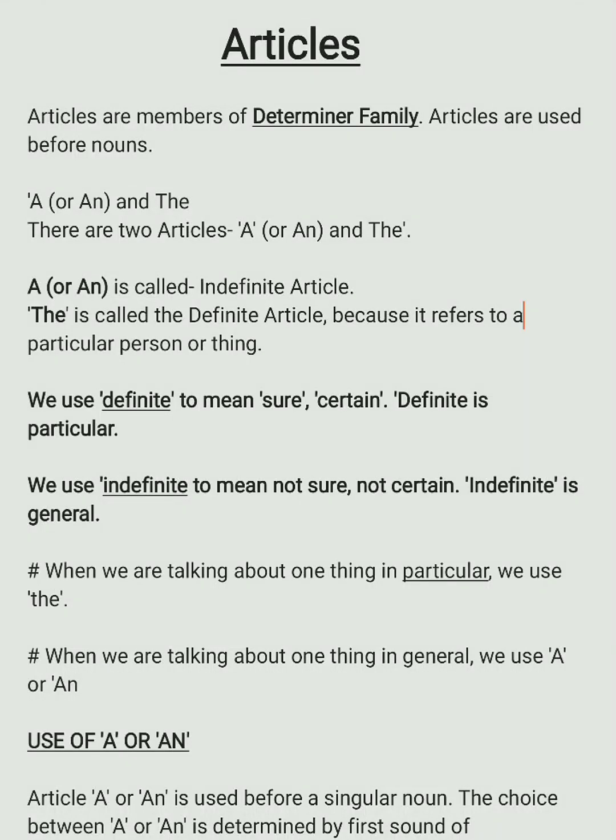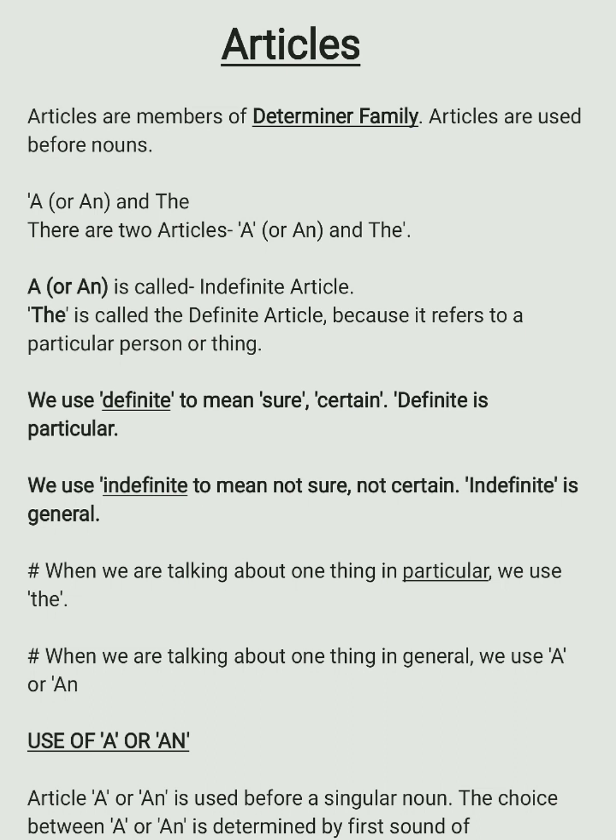Let us do articles today. What are articles? Articles are the members of the determiner family. Now, what is the family of determiners? The family of determiners are articles, quantifiers, possessives, demonstratives, numerals, and negatives. So today we will just focus on articles: a, an, and the.